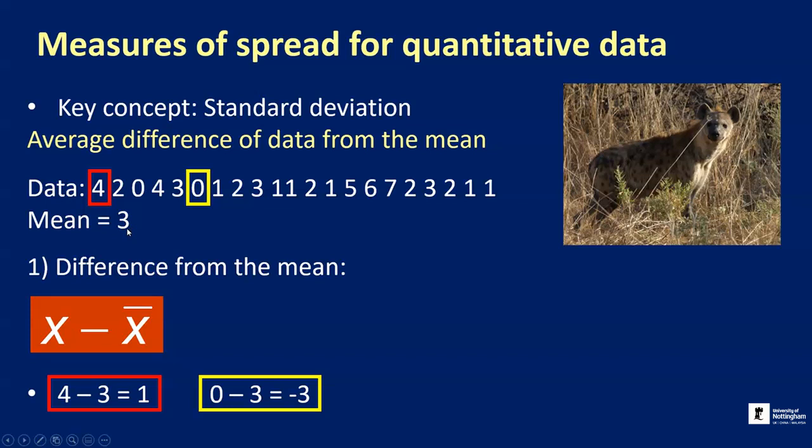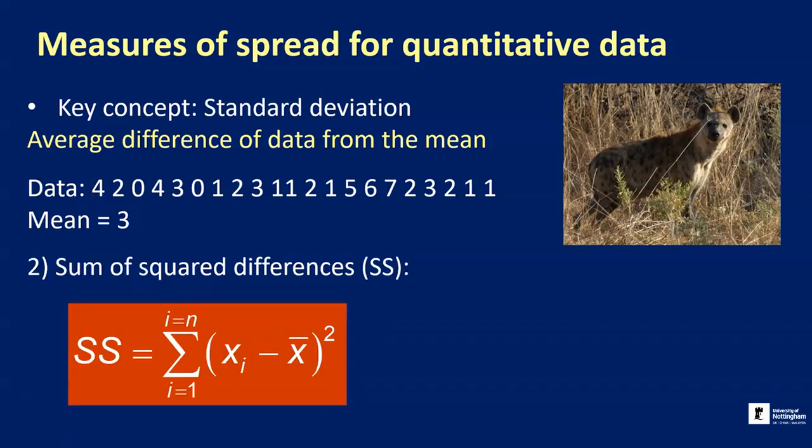So the difference between the mean and the first data point down here is just 1, whereas the difference here for this data point is -3. So we get these differences, or they're sometimes called deviates, that's x minus x bar, and we use them to calculate an average size of the deviation, and that's going to be the standard deviation.